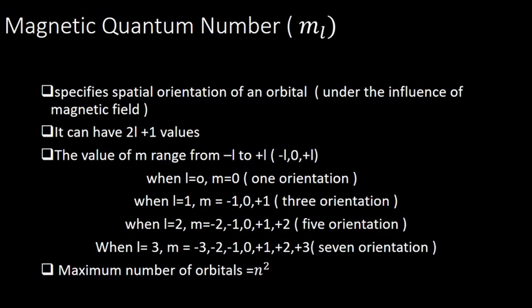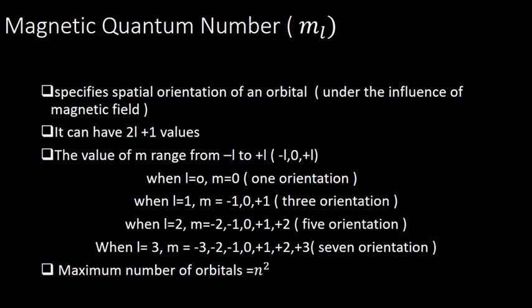One can come in the x direction, one in the y direction, one in the z direction. When it comes to D, l value is 2, so 2 into 2 plus 1 is 5. So 5 orientations are possible. So the number of values it can have is 2l plus 1.